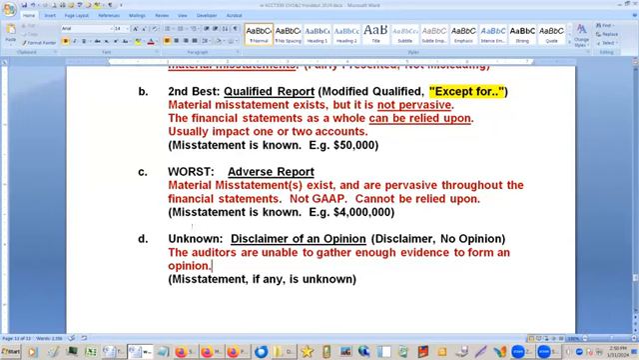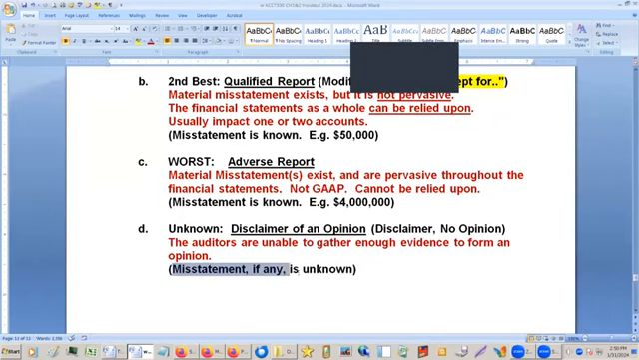And with a disclaimer, there's no dollar amounts. If they do put dollar amounts, they'll say we don't know about these dollar amounts. So a disclaimer is really no opinion, and it doesn't do anyone any good. It's like handing them nothing. Here's nothing, and here's my bill. So a disclaimer is also not desired, but it's unknown. It might be misstated, it might not be. You just don't know.